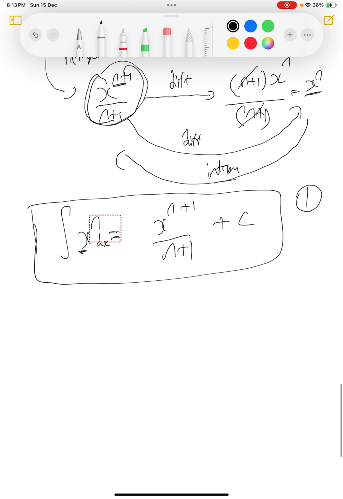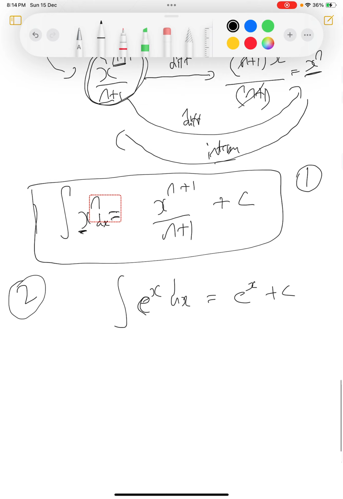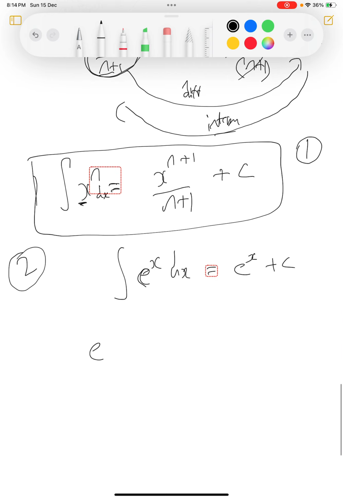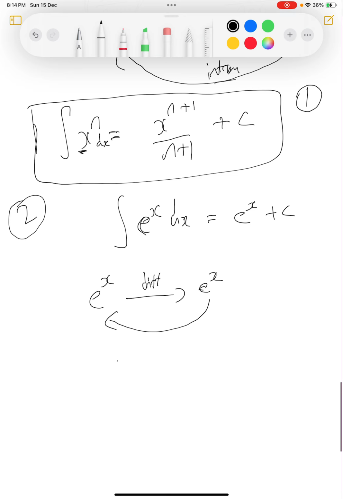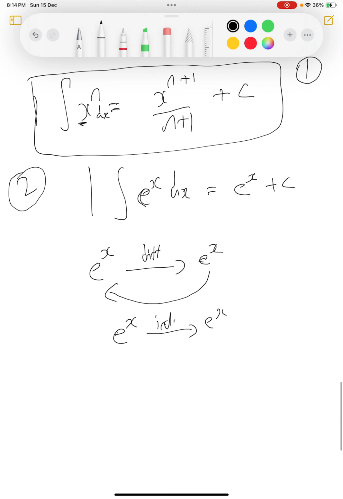Now let's go to the second formula. Integration of e raised to power x dx, exponential of x, is e raised to power x plus c. So we know differentiation of e raised to power x is e raised to power x. Now if I integrate, then again e raised to power x is e raised to power x. So we have proved this formula also.